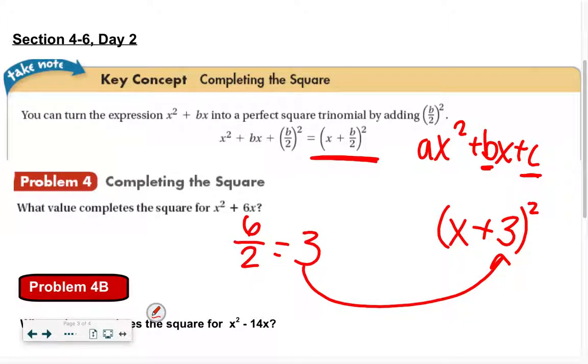But when we FOIL it, what do I actually end up adding? I add 3 squared, right? So all I do is take this number and square it. So I ended up adding 9 to our equation. So 9 would be the c value if I FOILed it all out. The number that you get when we divide by 2 goes in our parentheses. Take that number, square it, that's what gets added. Okay?